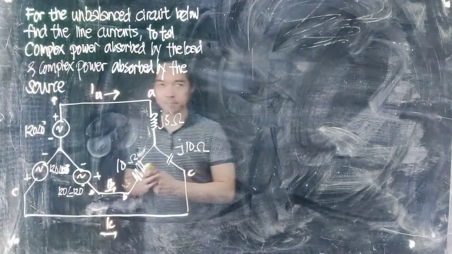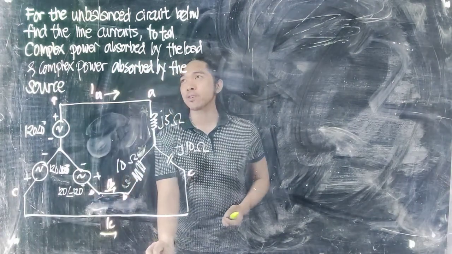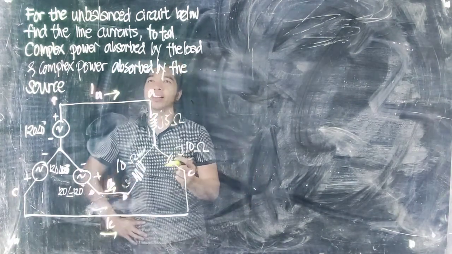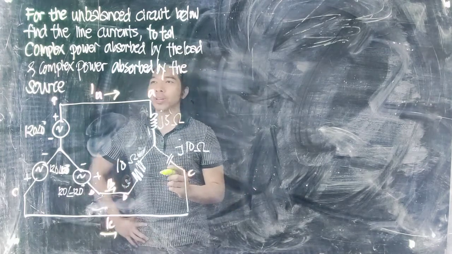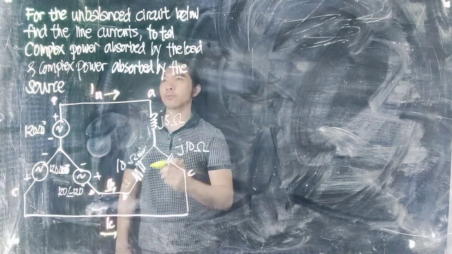Now here is our sample problem. We have an unbalanced circuit below. We're asked to find the line currents, the total complex power absorbed by the load, and the complex power absorbed by the source. Let's first go with this part.